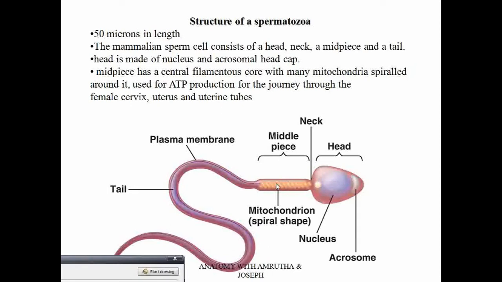Midpiece, which has a central filamentous core with many mitochondria spiraled around it. This is used for ATP production for the journey through the female cervix. The sperm has to pass through the female cervix. A lot of barriers it has to overcome. So the mitochondria gives energy for that. It has to pass through the cervix, uterus, up to the uterine tube where it can fertilize the ovum.